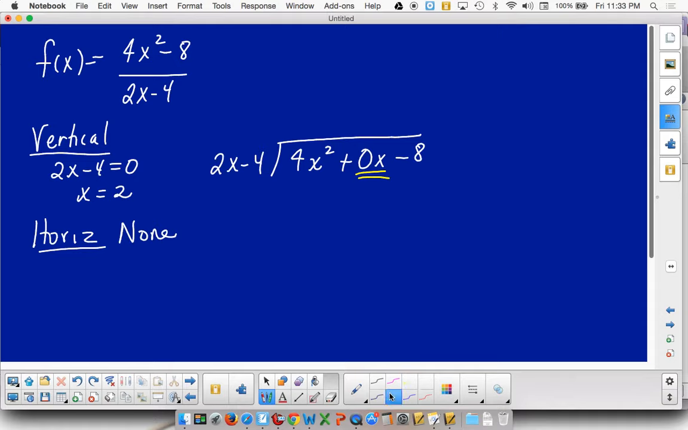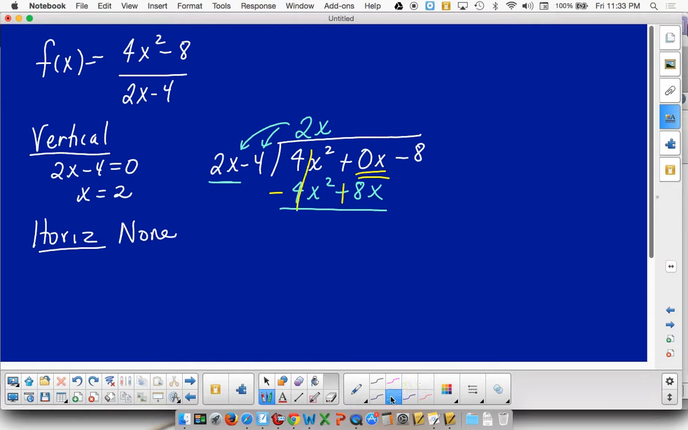So we're keying here off of our 2x. And we're going, how would I take times 2x to get 4x squared? Well, I got to take it 2x. I'm going to multiply that out front, which is going to give me 4x squared minus 8x. And then, of course, everybody's going to remember the key to long division is change your signs. So minus plus, that's going to cancel.